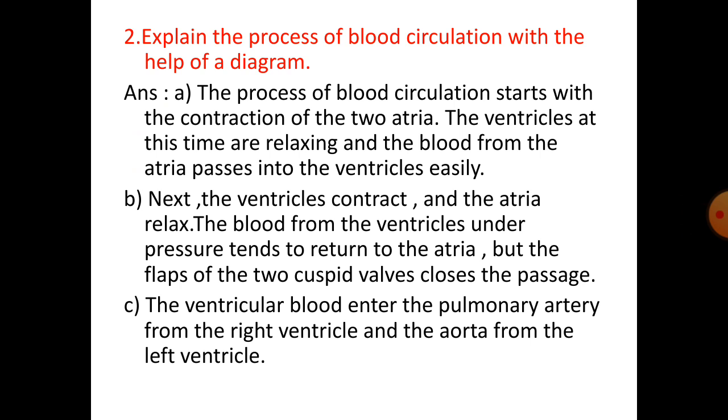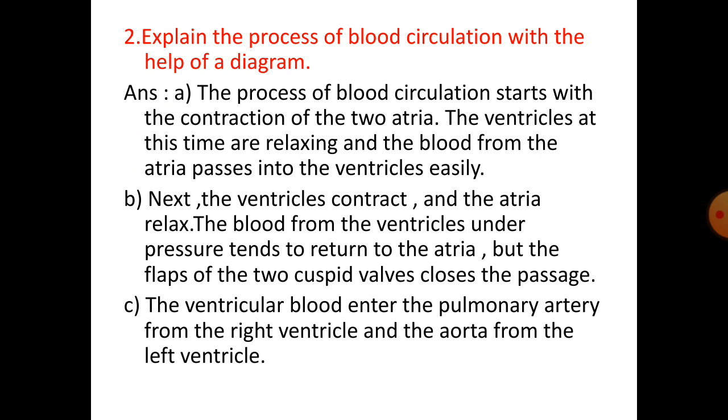Number 2. Explain the process of blood circulation with the help of a diagram. The process of blood circulation starts with the contraction of two atria. The ventricles at this time are relaxing and the blood from the atria passes into the ventricles easily. Next, the ventricles contract and the atria relax. The blood from the ventricles under pressure tends to return to the atria, but the flaps of the two cuspid valves close the passage.